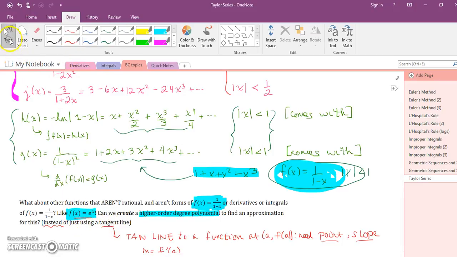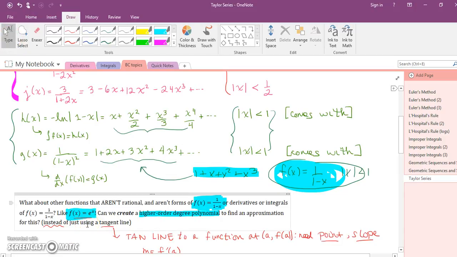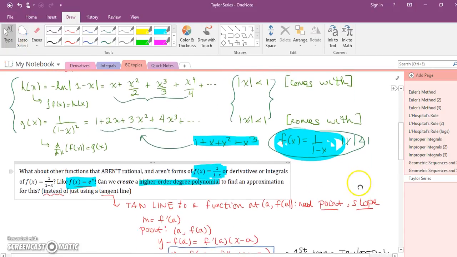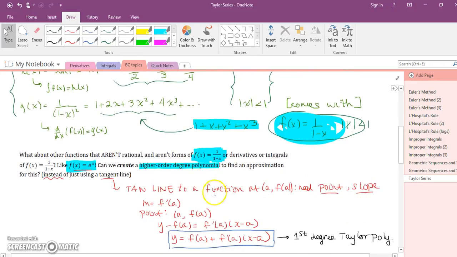Let's take a look at how a tangent line works again. Find a tangent line for this and then build off of it. So a tangent line, the way it works is we need a point and a slope. Let's make it real general right now for any function, not just e to the x. If I want to approximate f of x, a point would be some a value. The y value would be f of a. The slope would be f prime of a. So I have a point and a slope, very general here.